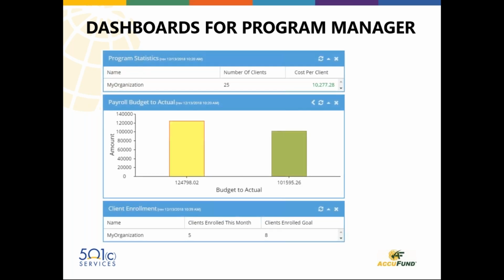So here's a dashboard where we've got how many clients and what's our cost per client. What's the payroll budget to actual for this particular program? That's useful because you can sort of keep an eye on how you're doing. Client enrollment. So we've enrolled 5, our goal was 8, but it's okay because today's the 19th, so we should make that.